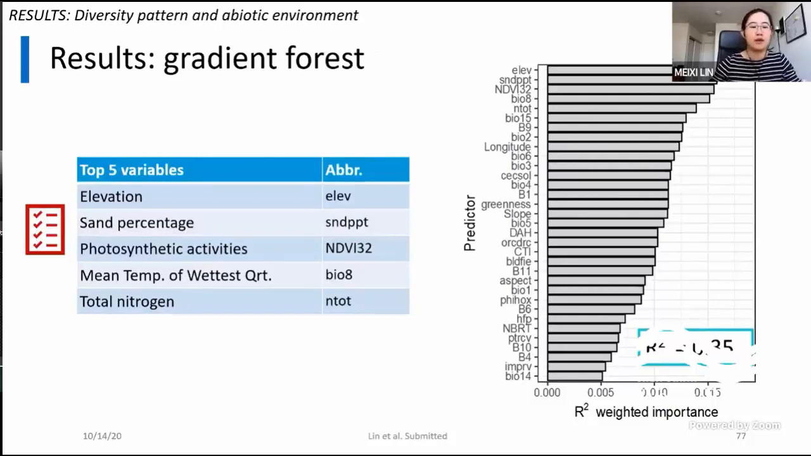What we found from the gradient forest analysis is that the gradient forest model explained a total of 35% of variations in the biological matrices. And the top three predictors are elevation, sand percentage, and photosynthetic activities.